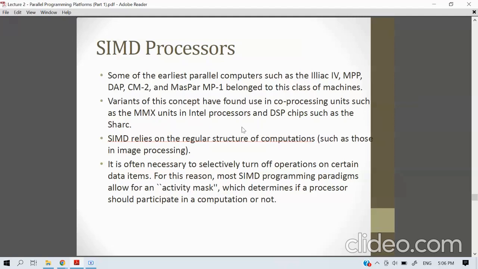SIMD relies on the regular structure of the computations, such as in image processing. So it is often necessary to selectively turn off operation on certain data items. For this reason, most SIMD programming paradigms allow for an activity mask, which determines if a processor should participate in a computation or not. So some of the operations might be turned off, not necessarily all the processors. So this one is SIMD.